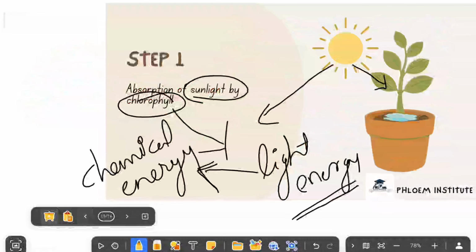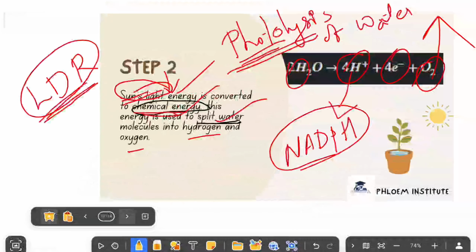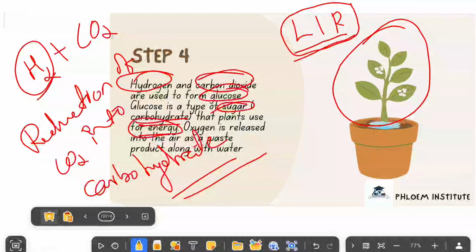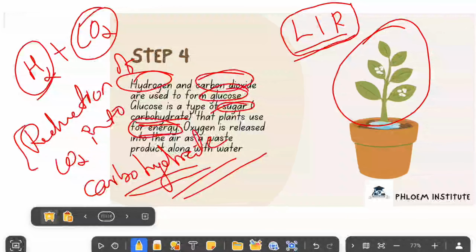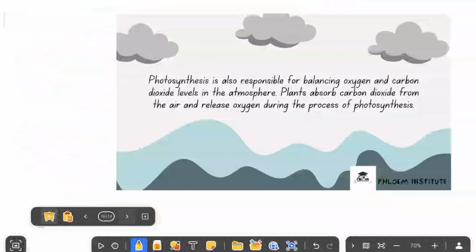These four steps are very, very important. First, sunlight is absorbed by the chlorophyll. Then light energy is converted into chemical energy to split the water molecule. By splitting the water molecule, we get hydrogen and oxygen. This oxygen, the plant will release as a byproduct into the atmosphere. And this hydrogen they will store in the form of NADPH. Now, this stored hydrogen and carbon dioxide will be used to make the carbohydrate. And this step we will call the reduction of carbon dioxide into carbohydrate.